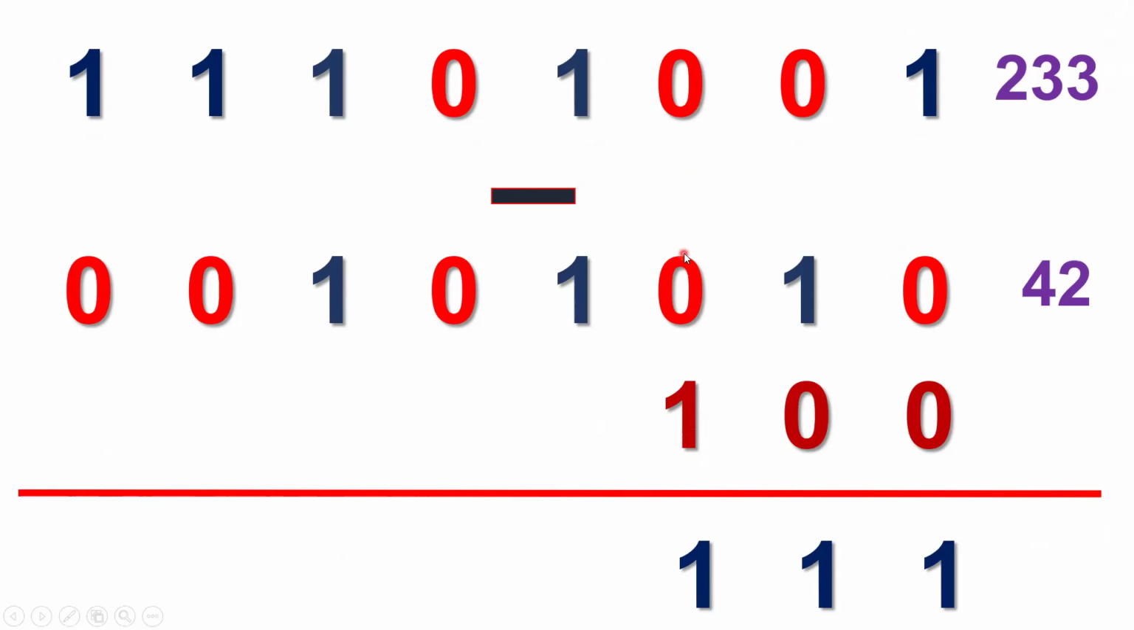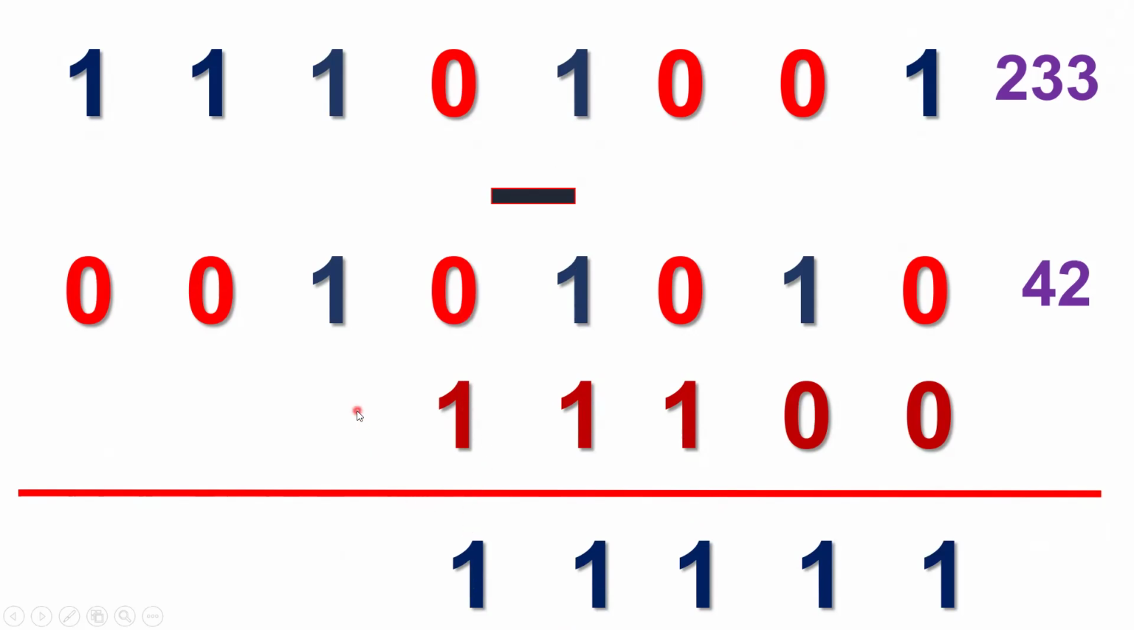Now 0 minus 0 minus 1, again you have difference 1. Borrow out at this bit position is 1, which becomes borrow in here. So we now see 1 minus 1 minus 1. 1 minus 1 is 0, but 0 minus 1, the difference will be 1. Borrow out will be 1, which becomes borrow in here. So here 0 minus 0, 0. 0 minus 1, difference is 1.